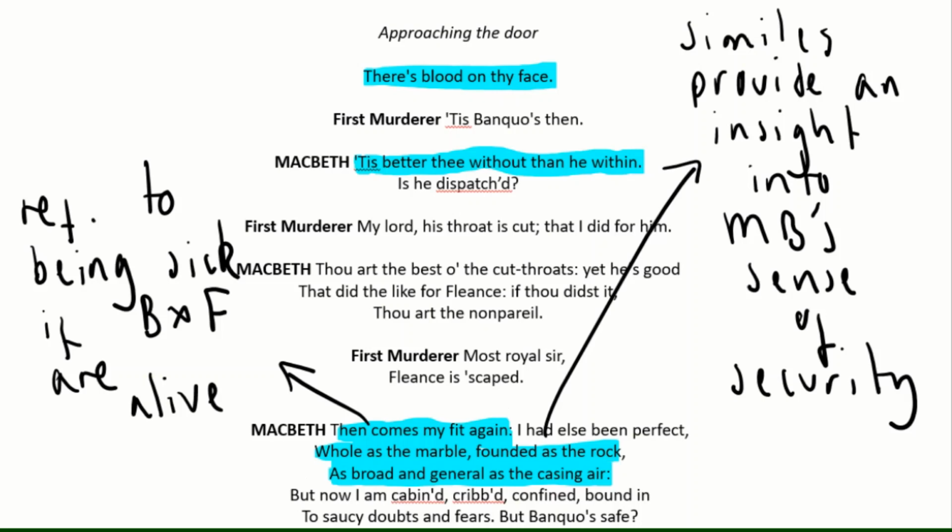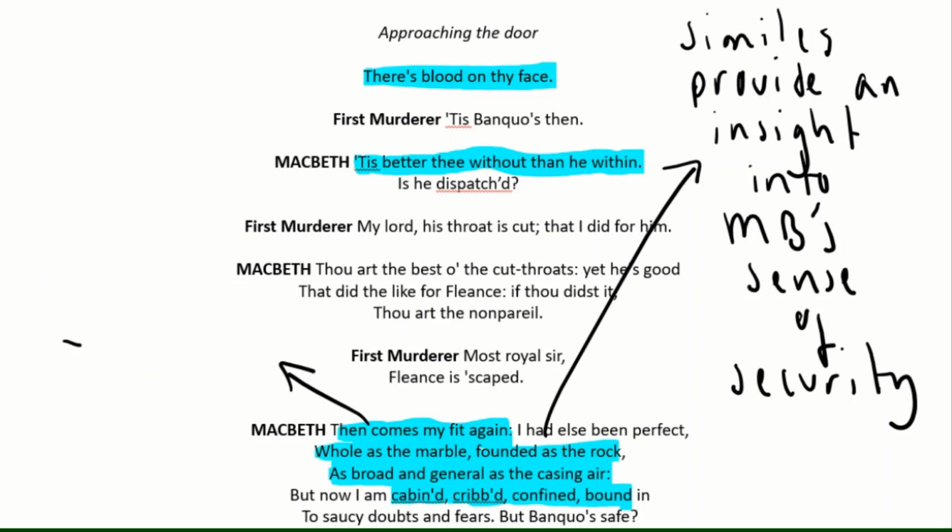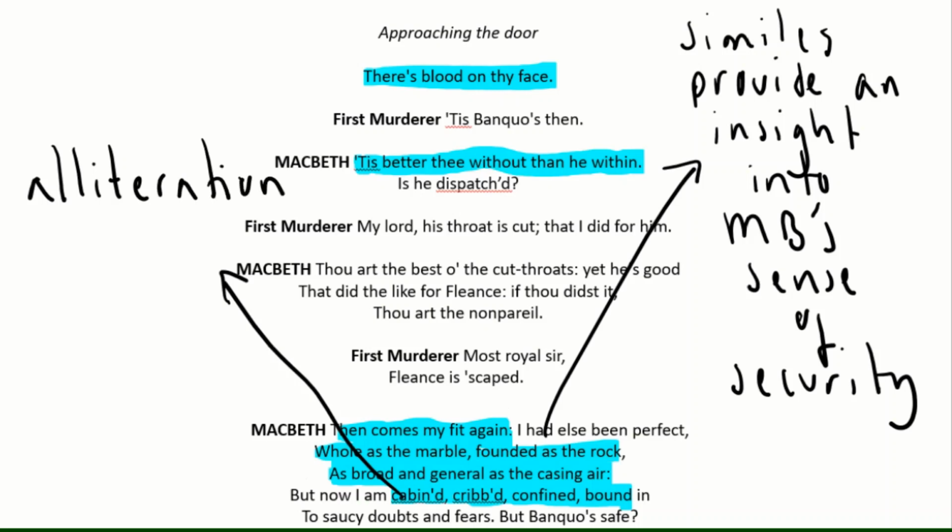Okay, highlight this line. There's another method being used there, so have a think about what that is. And you should have guessed that it is alliteration with the C's. Cabin, cribbed and confined. The alliteration here enhances his fear. Let me know if my handwriting's any better, because I feel like I'm taking it slower today. So let me know if it's clearer.